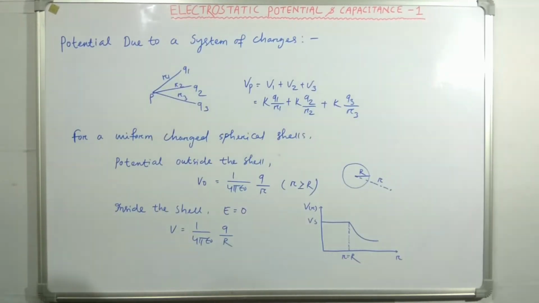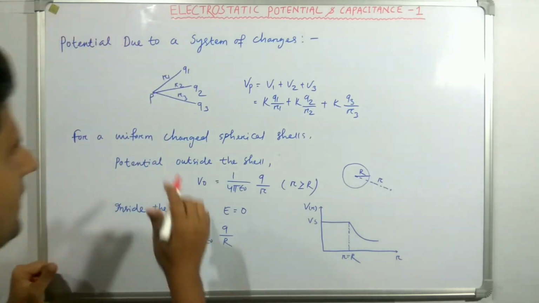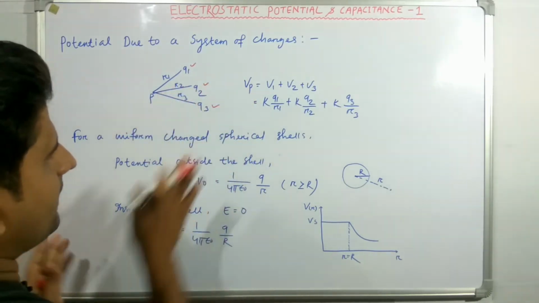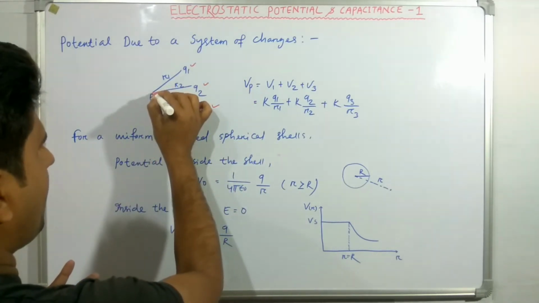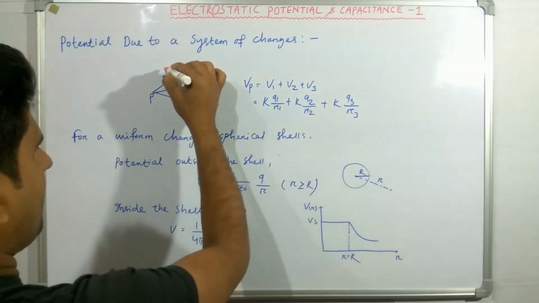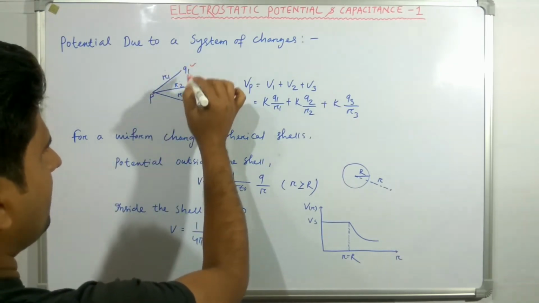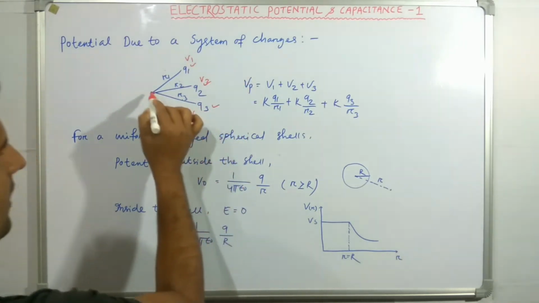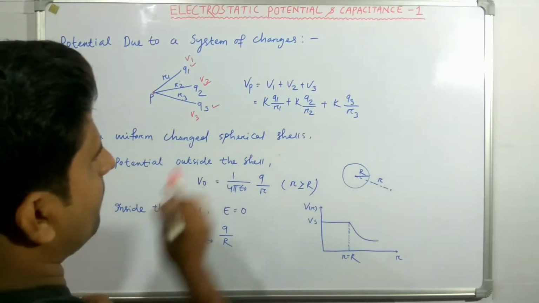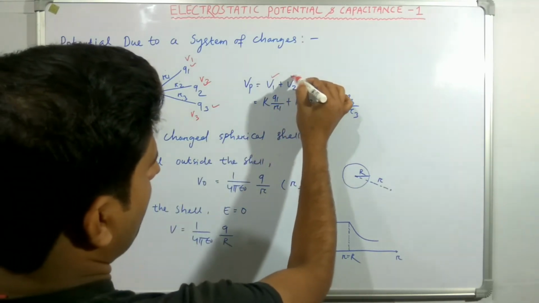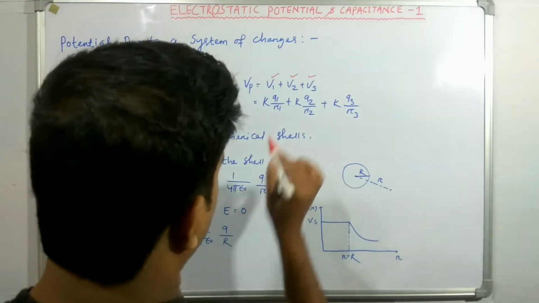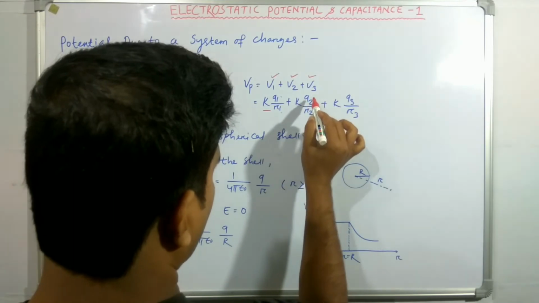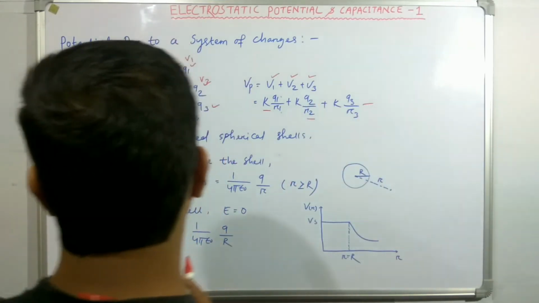Next, potential due to a system of charges. If a number of charges q1, q2 and q3 are present in an electric field, then the potential at a point P at distances r1, r2, r3, suppose the potentials are V1, V2 and V3, so the net potential at P is the sum of V1, V2 and V3. This is K into q1 by r1 plus q2 by r2 plus K q3 by r3.